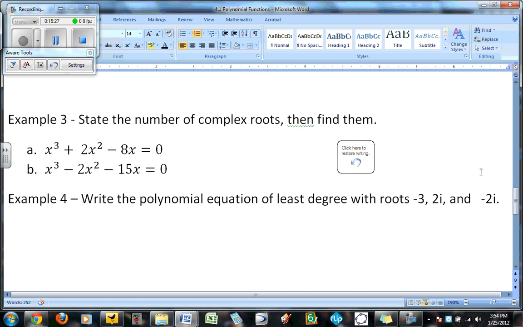Example 3: state the number of complex roots and then find them. Well, this polynomial here is a third degree polynomial. It'll have 3 roots, and we'll have to find how many of them are complex and how many of them are real. We know that at least one of them is going to be real because it's going to have to cross the x-axis one time, because that's the shape of its graph.